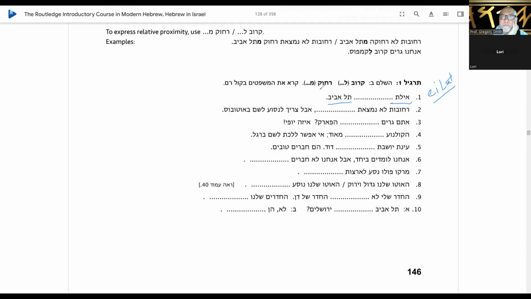We need to put Eilat Rahok. Yeah, Rahok Mem. I bet you it's going to be Rahok Mem Tel Aviv. It's far from. Okay, so Eilat Rahok Mem. So that's far from, and then Tel Aviv. I bet you that Mem would sit right next to that Tel Aviv. So Eilat Rahok Mem Tel Aviv. It's far from Tel Aviv. Let's see if they agree.